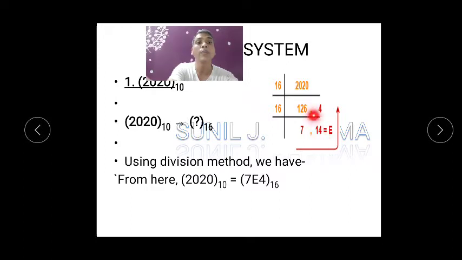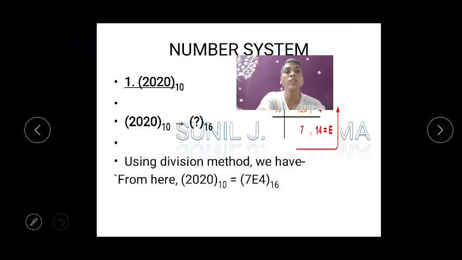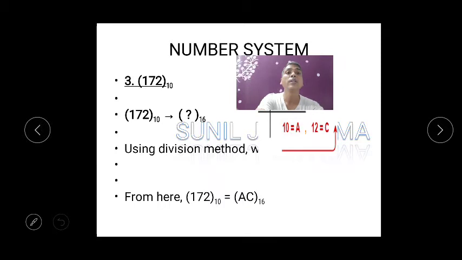We'll be getting 14, but we cannot write 14, we have to write E, because we are dealing in terms of hexadecimal numbers, and you have to move from bottom to top. So your answer will be 7E4. Whatever the numbers are in two digits or greater than 9, you have to write the letters or symbols. Sometimes you can also mention the base. Here they have mentioned the base as 16, or you can also mention the base as H. H stands for hexadecimal.